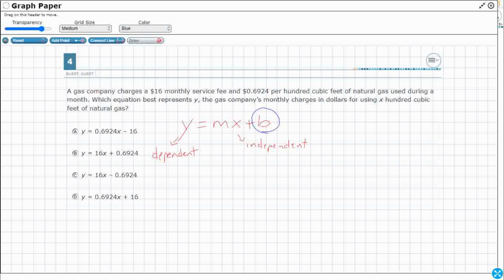So b right here is my y-intercept. If you were to graph this, you would look to see where this line crosses the y-axis, right there. If x equals 0, then you can figure out what y is, because if you put a 0 there on x, then anything with that m is not going to matter, because anything times 0 is 0.